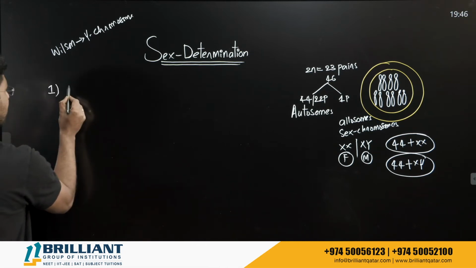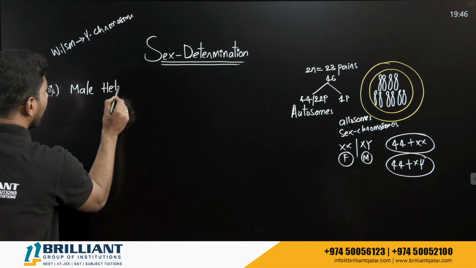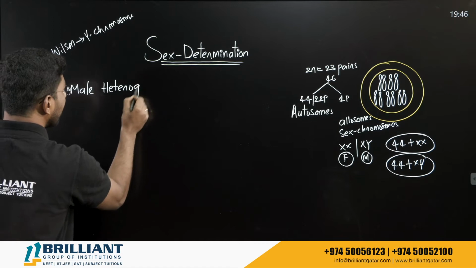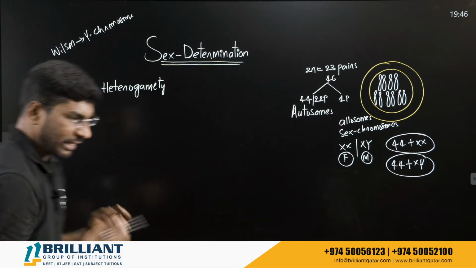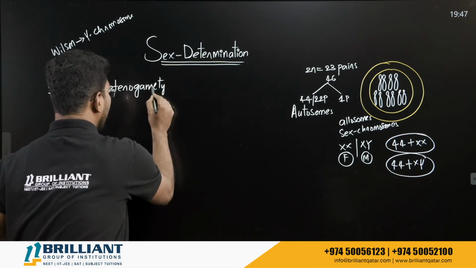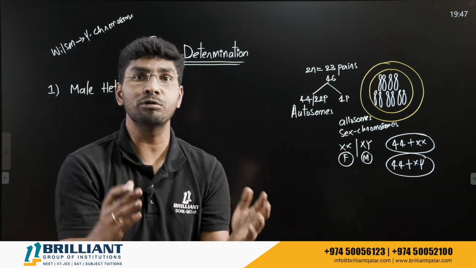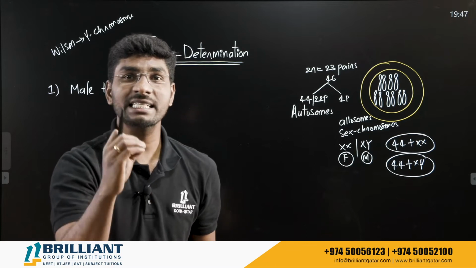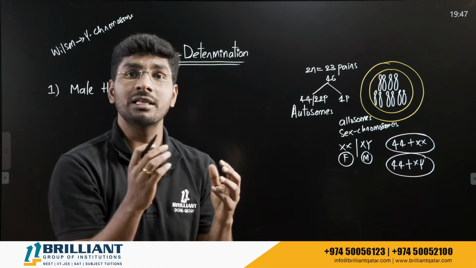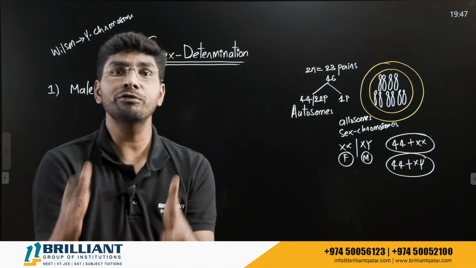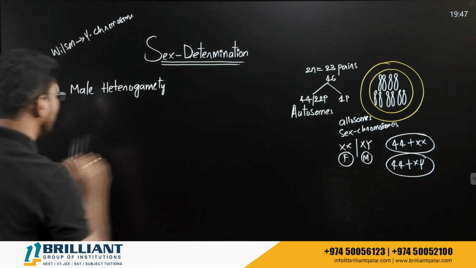What is the first type of sex determination? The first type is male heterogamety. Hetero means different, gamete, gametes. Keep in mind, students, male heterogamety means the male individual produces two different types of sperms. That means the sex determination of the young one depends completely on the sperm of the male partner, that is, on the sperm which is going to fuse with the egg. You got my point? The second one is called female heterogamety, which I'll tell you a little later.